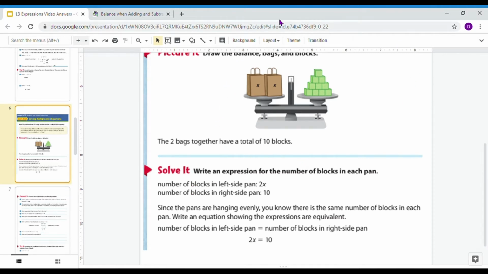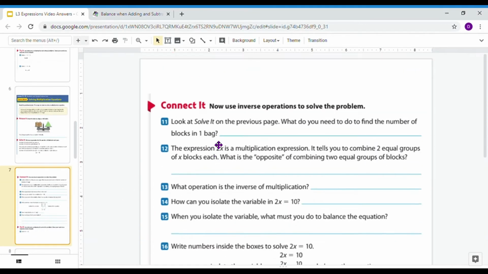I can see that I have 1x and I have 2x. So I have 2x on one side of my equation, and reminder, thinking of this middle section as an equal sign. And then I've got 1, 2, 3, 4, 5, 6, 7, 8, 9, 10 blocks. So I have 2x equals 10. So the number of the blocks on the left side, 2x, equals the number of blocks on the right side, which is 10. So as we answer the connect-it questions, make sure that you're looking back to that previous page.